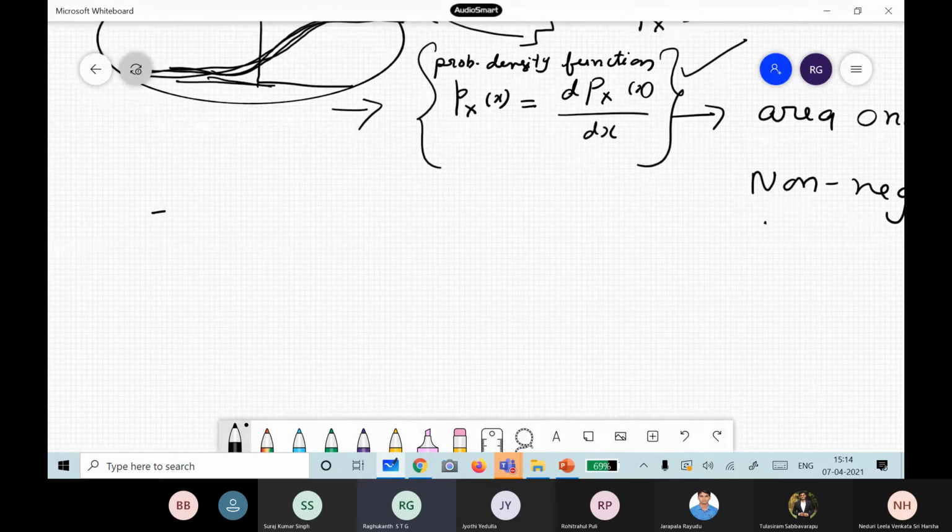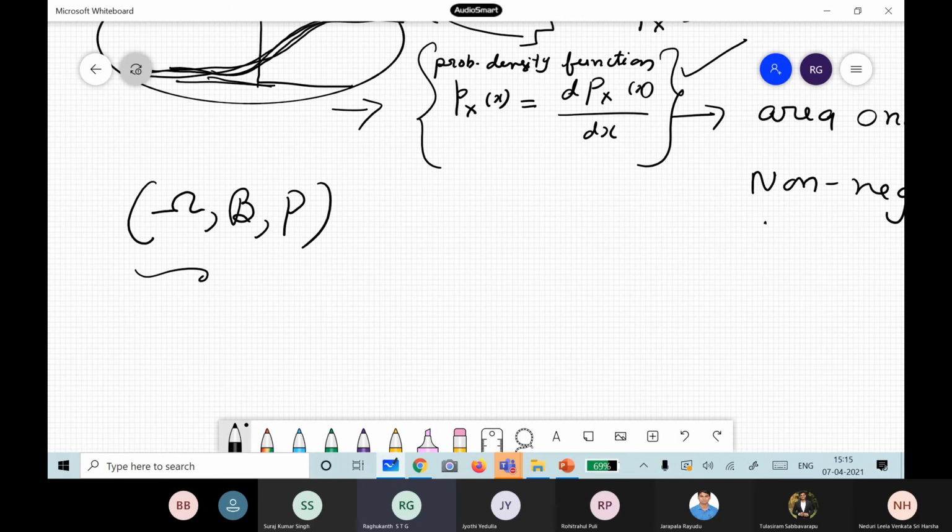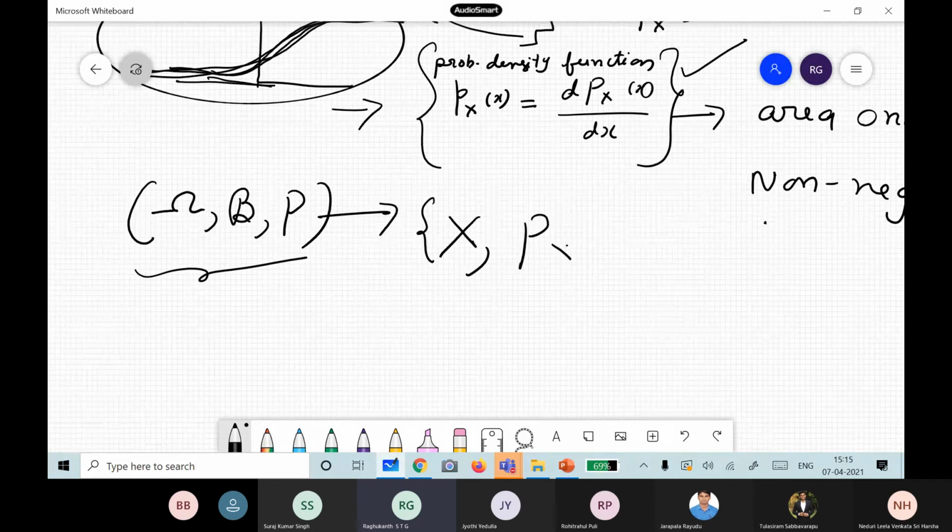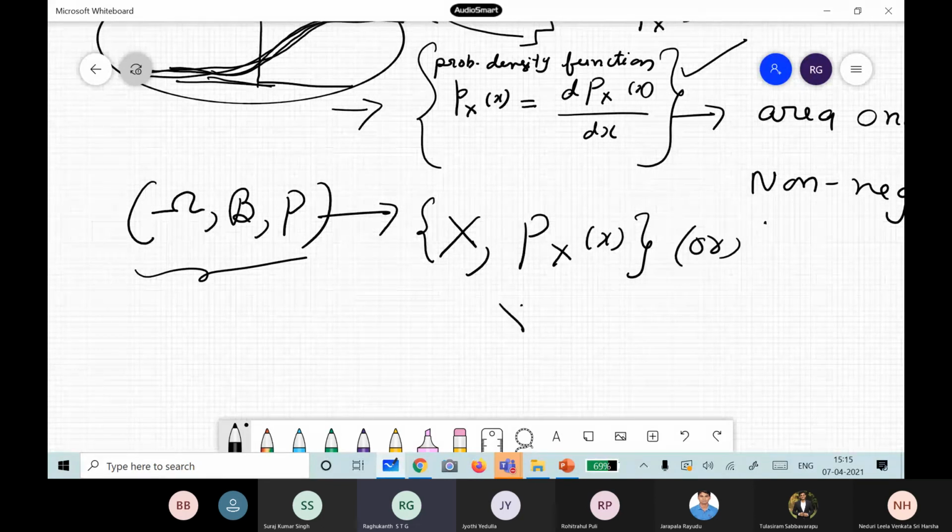So what we do in probability theory is, the original theory is sample space, event space, probability. So this is the original probability definition. Now instead of using this, the sample space is mapped to the real line. That is a capital X, a random variable, and you define the probability distribution function or density function. So this is the transformation.